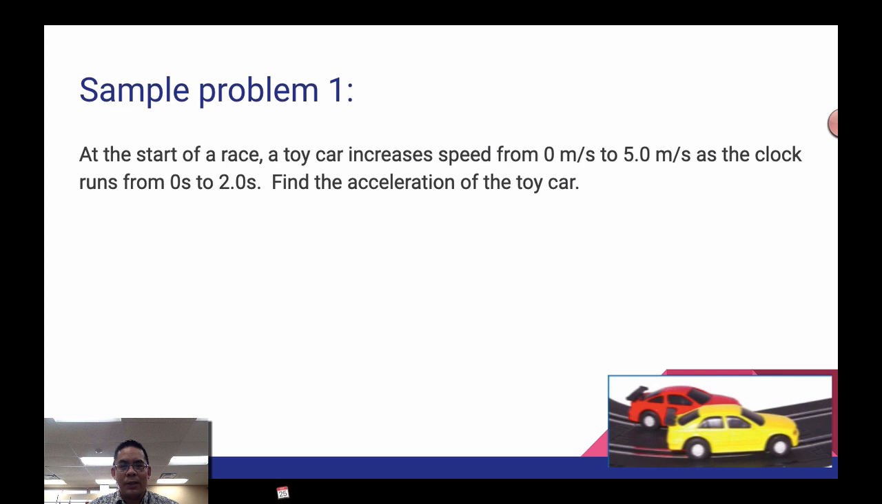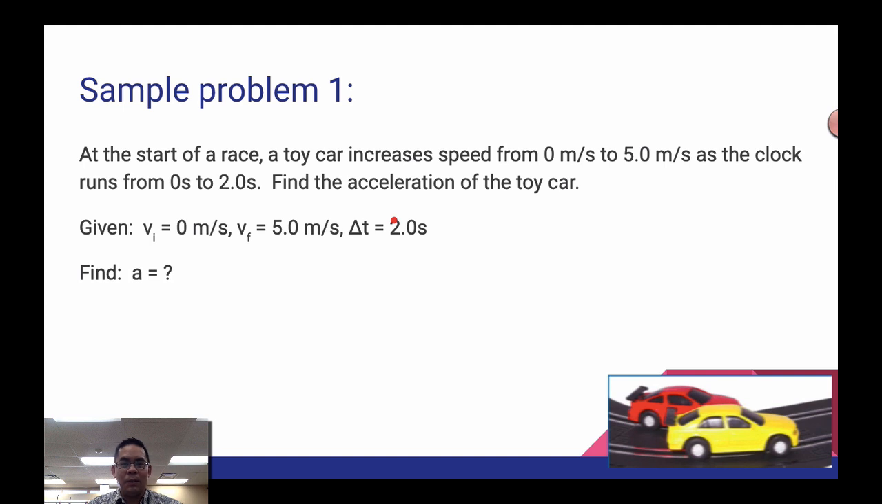All right, let's do a little sample problem. At the start of the race, the toy car increases speed from 0 to 5 meters per second as the clock runs from 0 to 2 seconds. Find the acceleration of the toy car. So we practiced a little bit of this in class. The givens in this situation are the initial velocity, the final velocity, and the change in time. From 0 to 2 seconds, that's just 2 seconds.